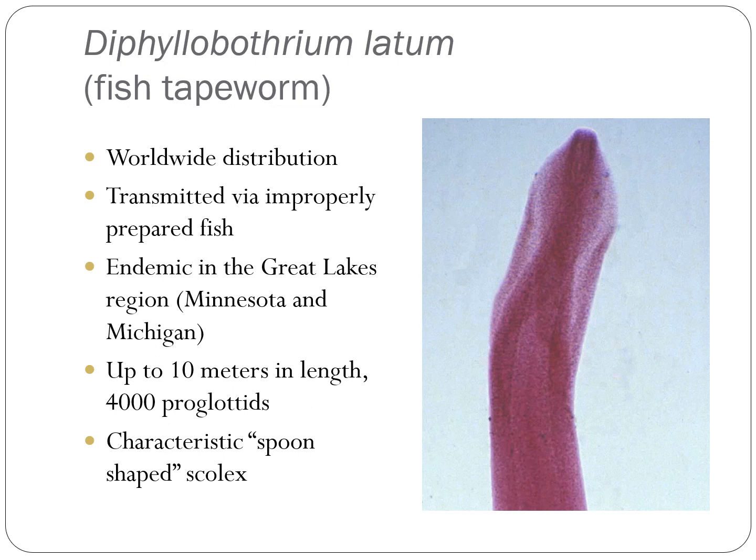Diphyllobothrium latum is probably one of the most difficult organisms to spell. This is the fish tapeworm, okay? This fish tapeworm has worldwide distribution and is transmitted via improperly prepared fish, and that's from pickled fish or improperly cooked fish. It actually is endemic to the Great Lakes region, Minnesota and Michigan. They can be rather large at about 10 meters in length, and that would include about 4,000 proglottids. It has a characteristic spoon-shaped scolex, and you can see that in the image on the right. The scolex here is enlarged and spoon-shaped.